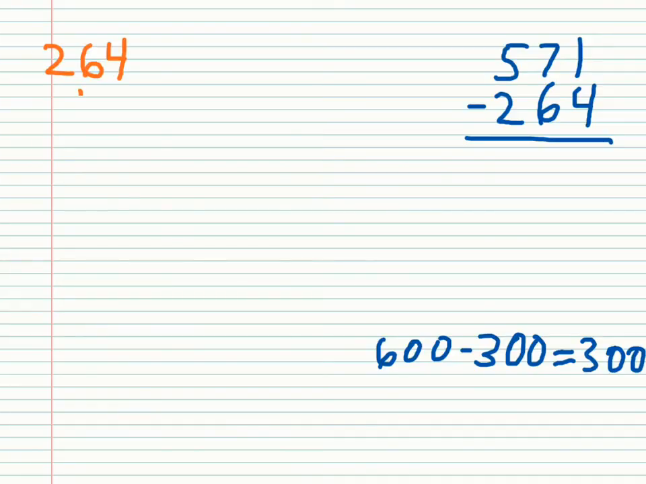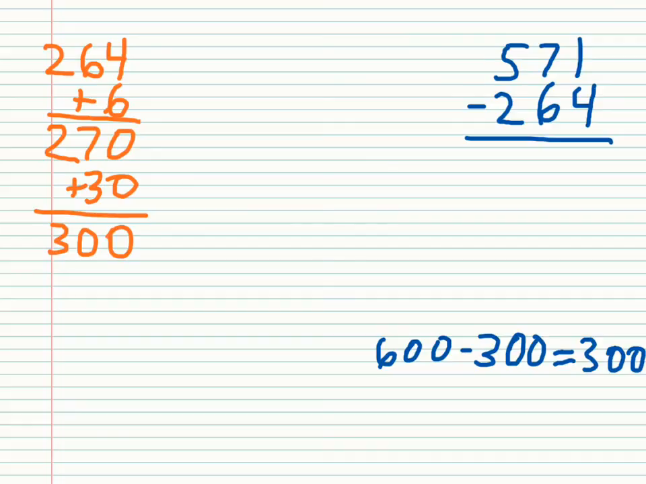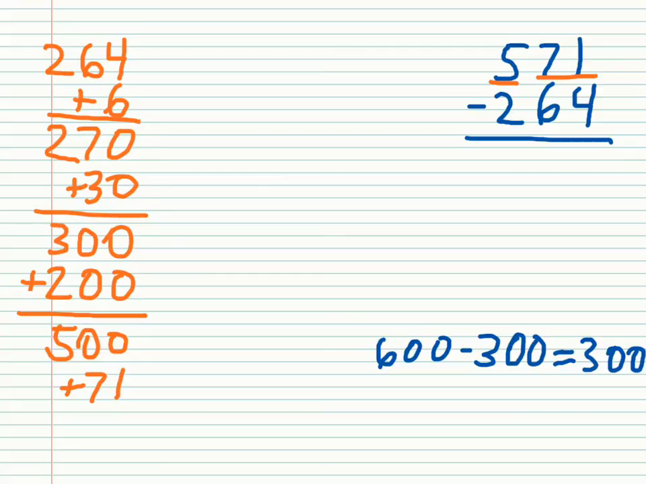Starting with 264, I'm going to go to the next 10 by adding a 6. Now I want to get to 300 next, so I'm going to add 30. Then I'm going to 500 next, so what do I add to 300 to get to 500? Think about it for a minute, and it would be 200. And now I can go straight to 571. So I just add 71, and I finished at 571. So I started at 264 and counted up to 571.